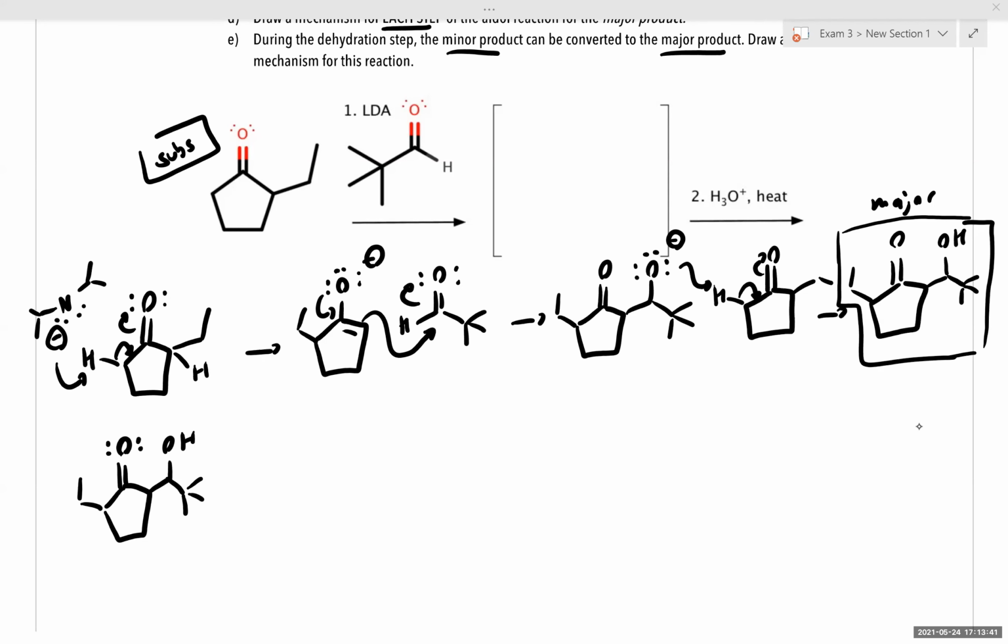Usually this beta hydroxy ketone is driven to completion and we convert this beta hydroxy ketone to the enone to drive this aldol to completion during a separate dehydration step, be it during the quench or as a separate entire step. So when we treat with H3O+, we're going to protonate and activate our alcohol as a leaving group.